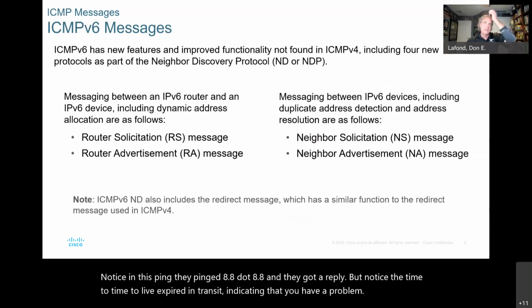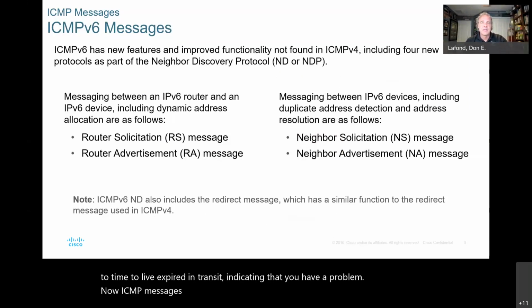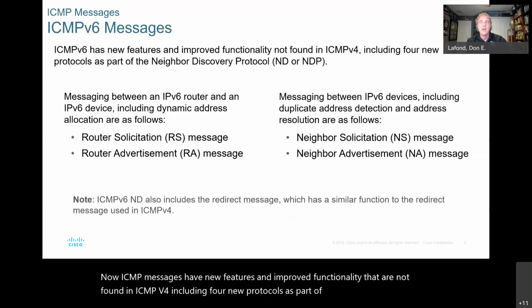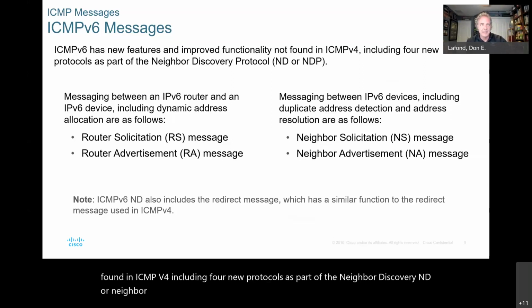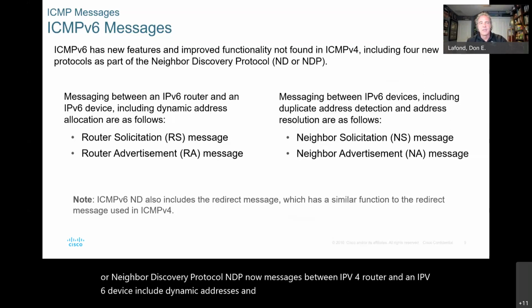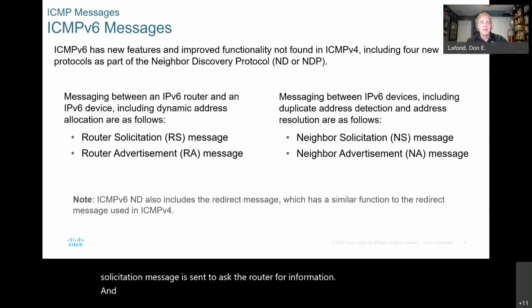Now, ICMPv6 messages have new features and improved functionality that are not found in ICMPv4, including 4 new protocols as part of the Neighbor Discovery, ND or NDP, protocol. Now, messages between an IPv6 router and an IPv6 device include dynamic addresses and are allocated as follows. The router solicitation message is sent to ask the router for information, and an advertisement is sent automatically every 200 seconds. We learned that earlier in the semester.